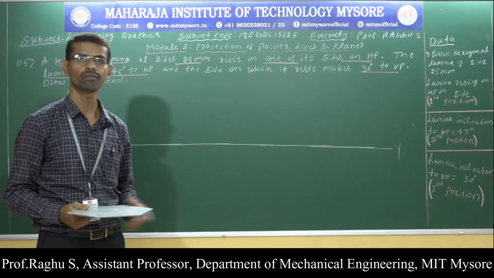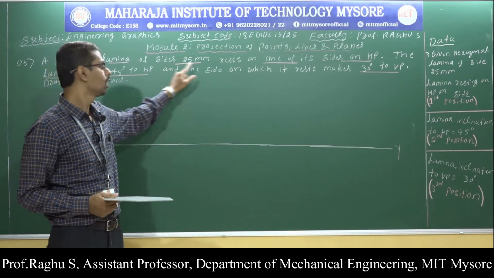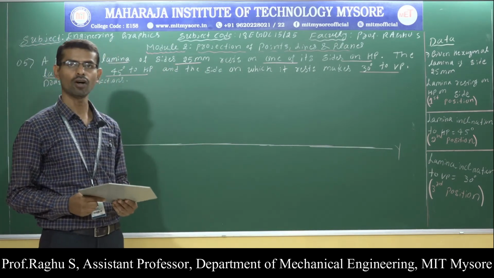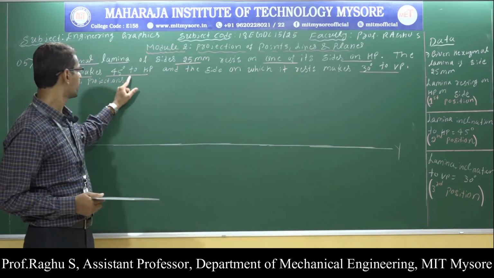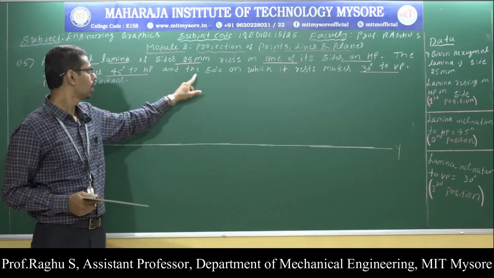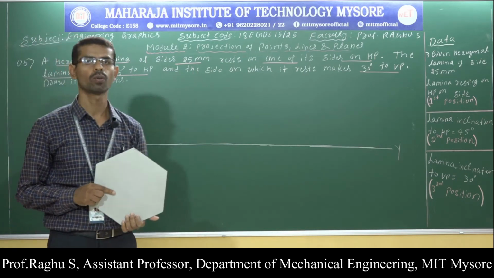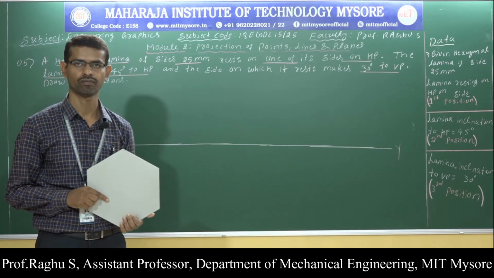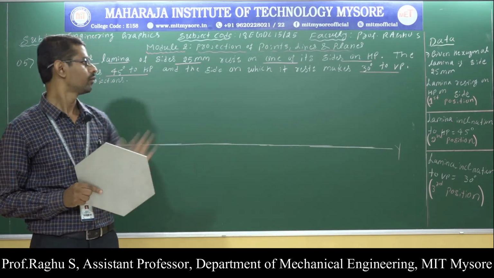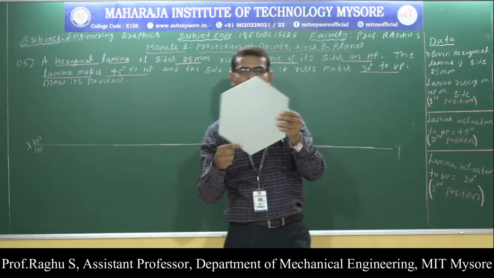So the next problem: a hexagonal lamina of side 25 mm rests on one of its sides on HP. The lamina makes 45 degree to HP and the side on which it rests makes 30 degree to VP. Draw the projections of the hexagonal lamina. Okay, first write down the given data. So the given lamina is a hexagon.